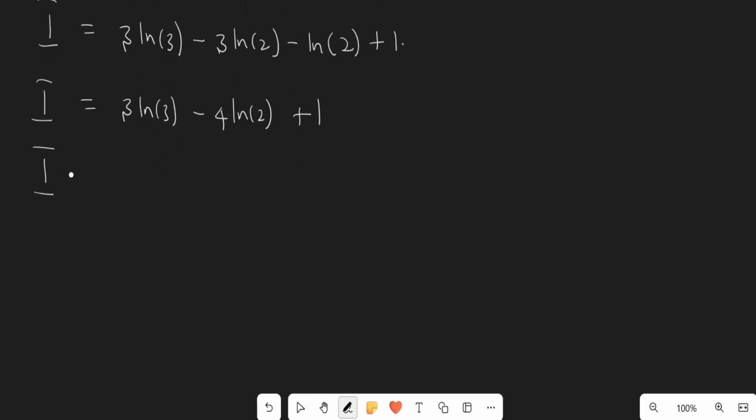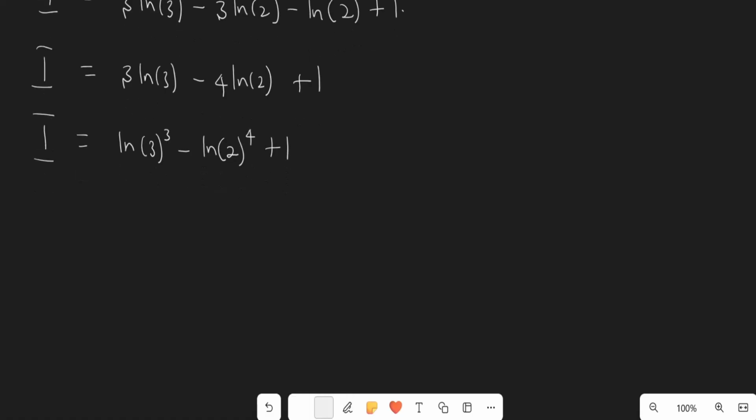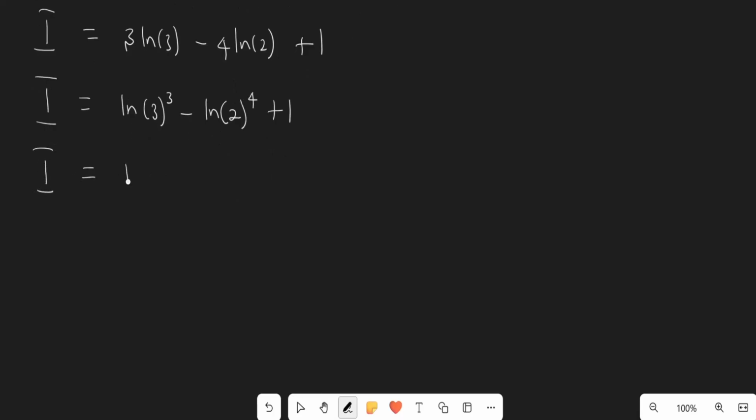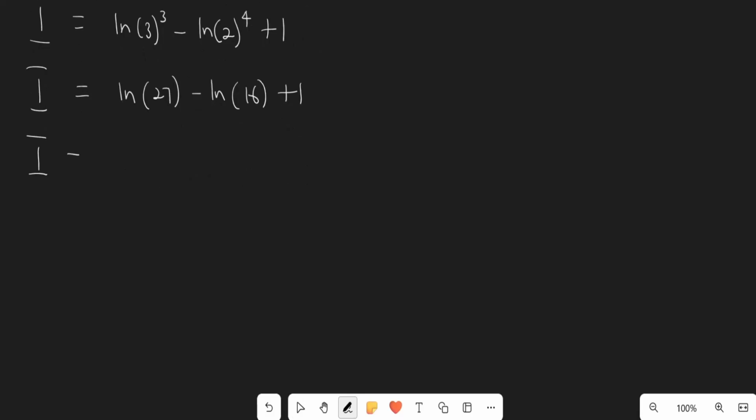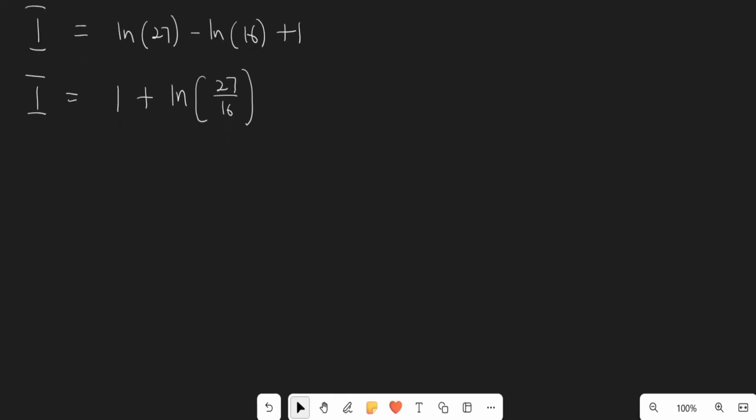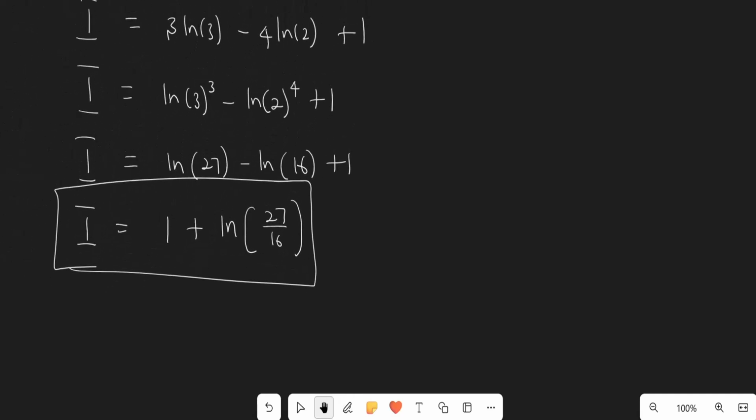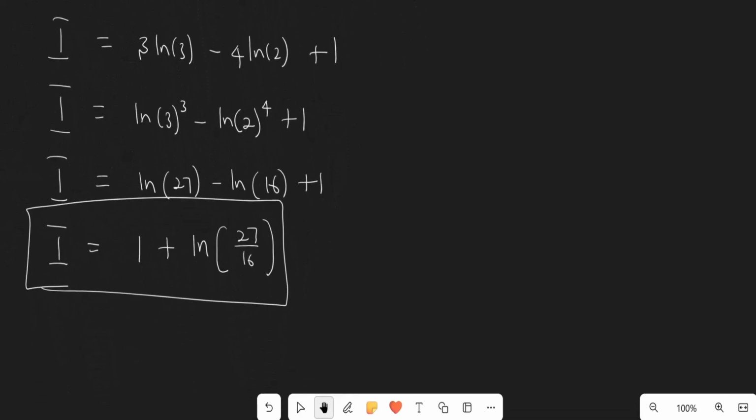And this one, using the power rule of logarithm, is the ln of 3 to the power 3 minus the ln of 2 raised to the power 4, plus 1. And 3 raised to the power 3 is 27, so this is the ln of 27 minus the ln of 2 raised to the power 4, which is 16, plus 1. So the answer that Wolfram Alpha is giving is 1 plus, using the laws of logarithm again, the ln of 27 over 16, right? So this one is the answer that Wolfram Alpha is giving for this integral. So that is the value for this integral.